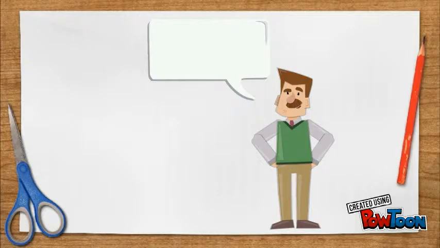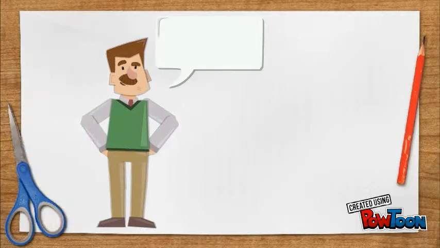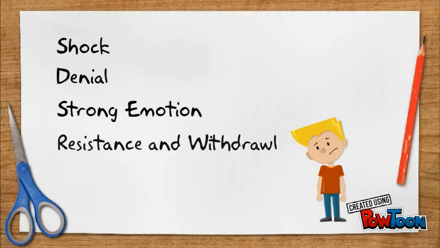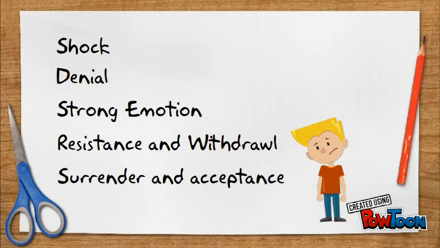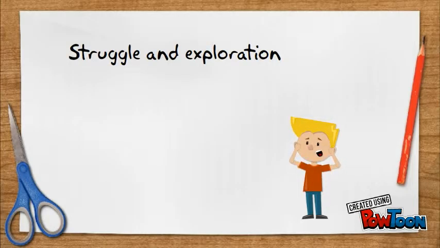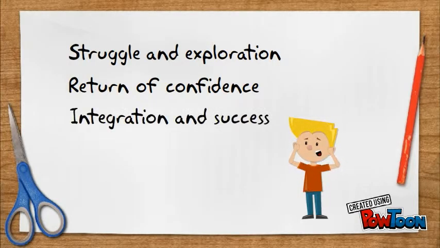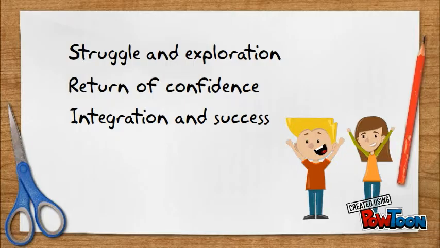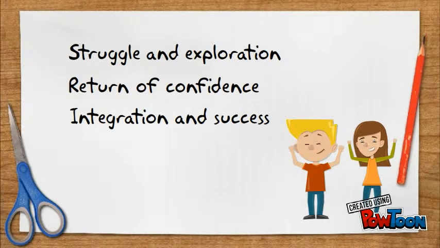To recap part one, we left off talking about Woods, 1994, who had noticed that students forced to take major responsibility for their own learning in a student-centered learning environment go through some of the major steps that psychologists associate with trauma and grief. These included shock, denial, strong emotion, resistance and withdrawal, surrender and acceptance, and finally struggle and exploration, return of confidence, and finally integration and success, where the student understands that they're going to be able to get through the type of learning environment that student-centered learning creates.